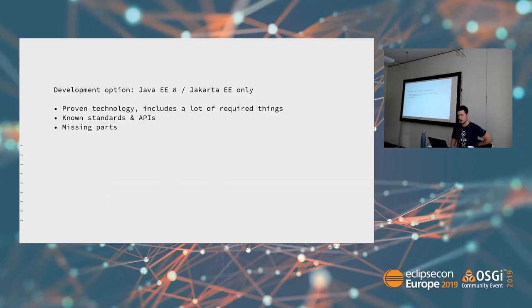So if we look into a few development options that we have, for example, what I showed you before, we could choose to take only Java EE, like Java EE 8 or now Jakarta EE, which is a proven technology, and it includes a lot of things.